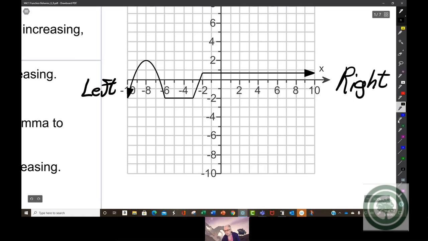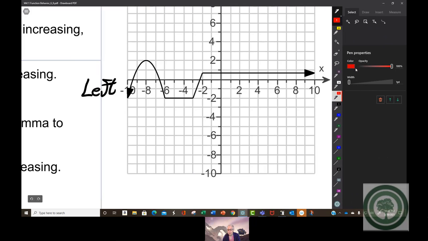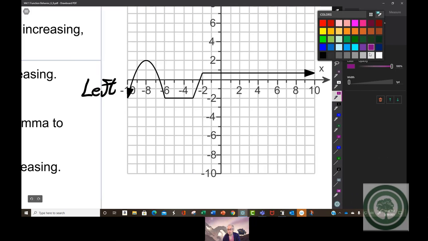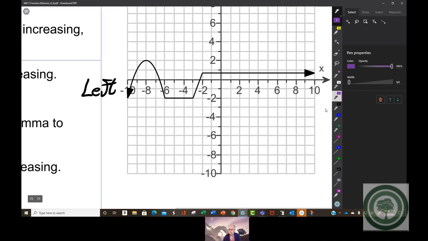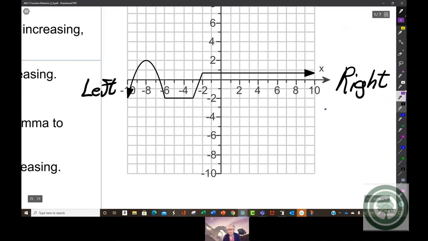And I have found that color coding can be a wonderful way to deal with this. So let me go to this color because it's closer to red, and people who have trouble seeing red, there, purple. Purple is closer to blue. Okay, now I'm ready.